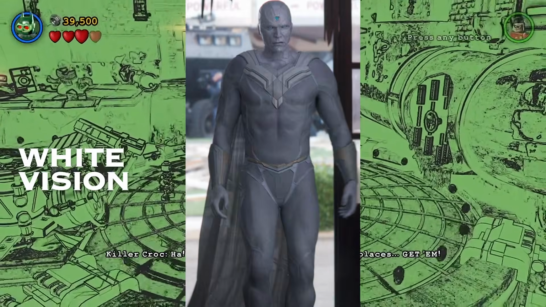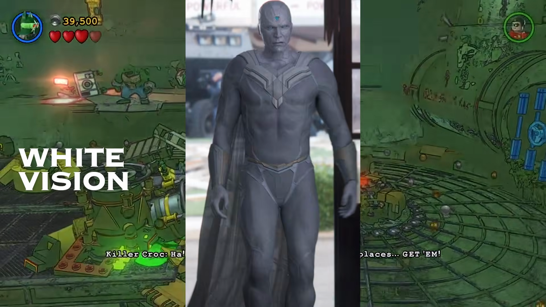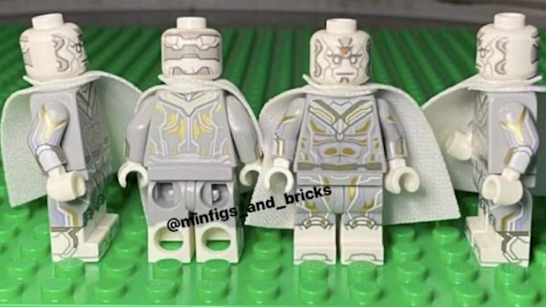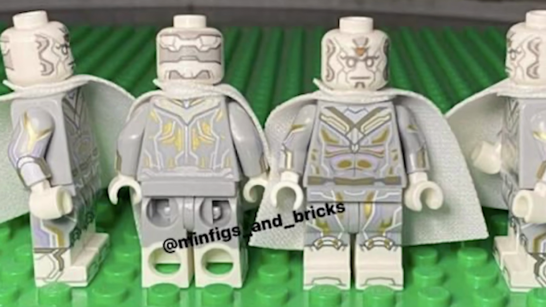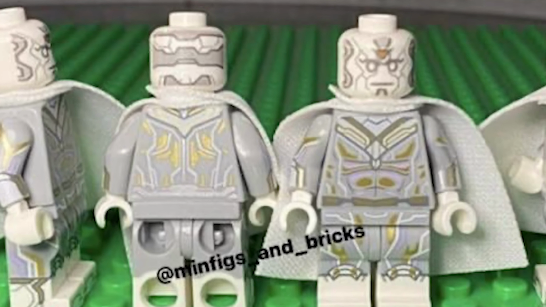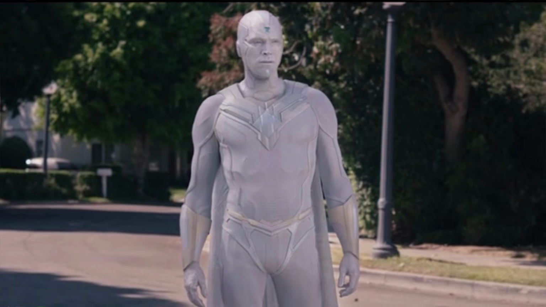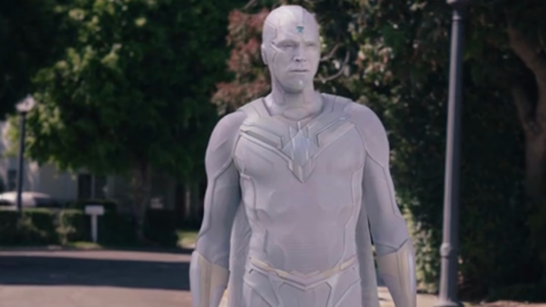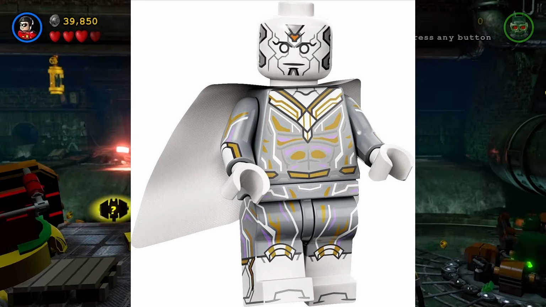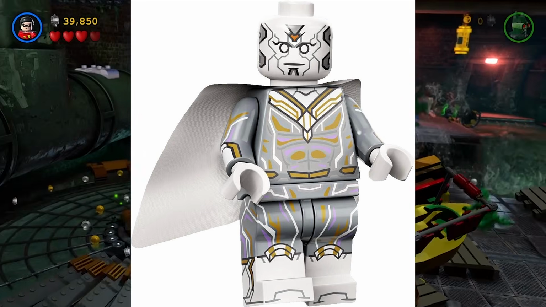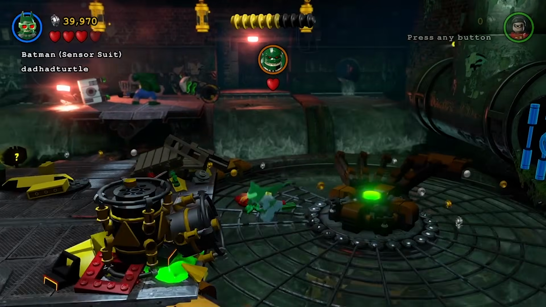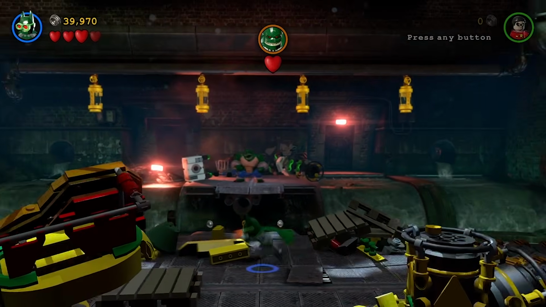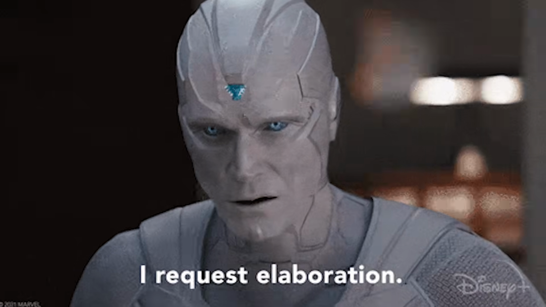White Vision. When LEGO released Series 1 of the MCU collectible minifigures series, one of the minifigures included was Vision from the then fairly recently released WandaVision series on Disney+. Vision here was particularly inaccurate because he really wasn't white. He was mostly gray with gold accenting, and the Infinity Stone he has in his forehead was gold on the minifigure, but in the show it was blue.